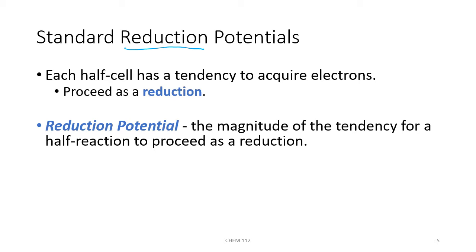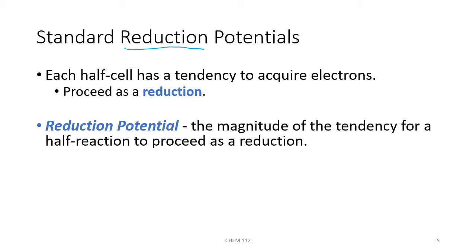It's useful, maybe you think about it like a tug of war on the anode side and the cathode side for each of the half cells to pull the electrons toward themselves. One side is going to win because it's going to have a greater reduction potential, and that's the side that's going to end up proceeding as a reduction, forcing the other side to end up proceeding as an oxidation.